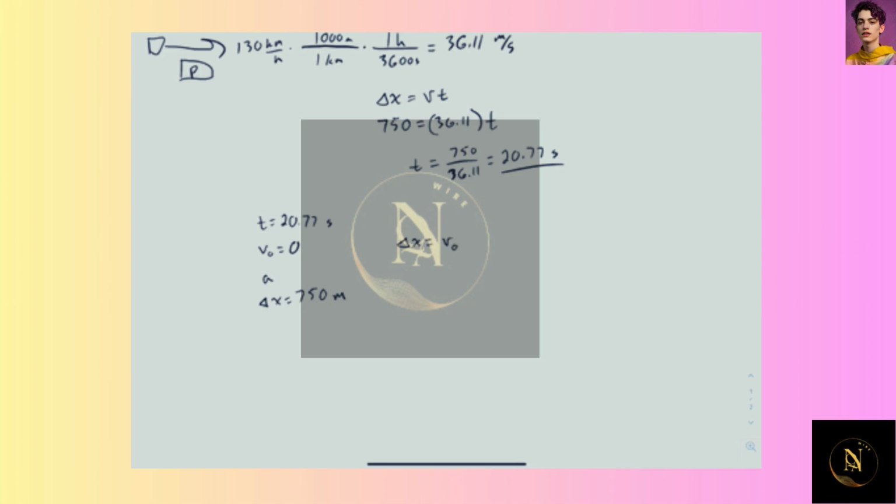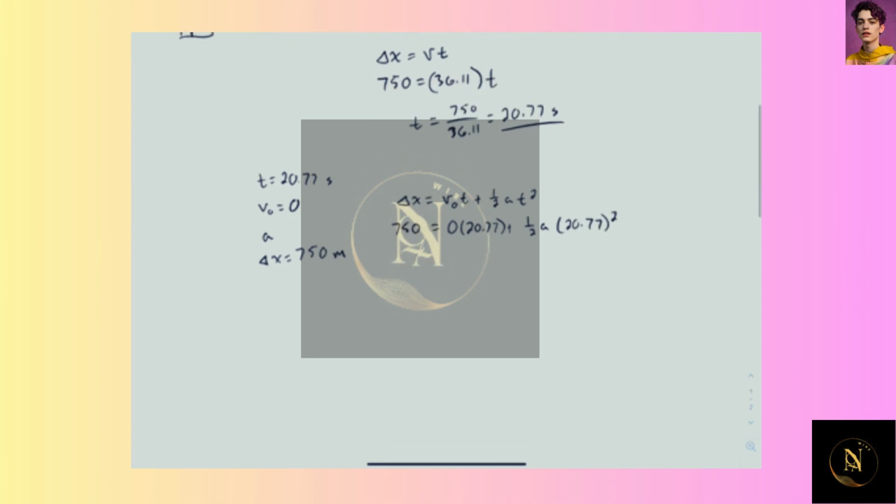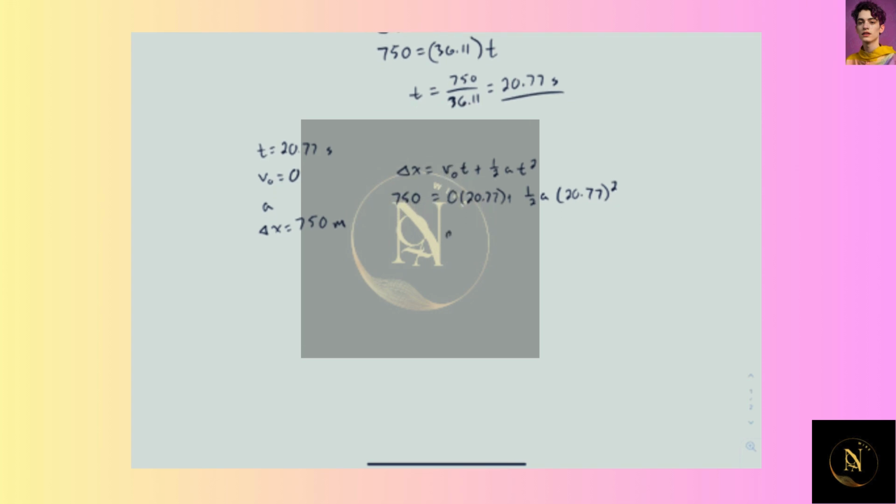And the obvious kinematic equation we want to use here uses all 4 of these variables. So delta x is v initial times time plus 1/2 a t squared. Delta x is still 750. V0 is 0. Well, we know the time, but this is just going to go to 0. And then we add in 1/2 a times 20.77 squared. And if you do a little arithmetic, you get a is 3.477-ish, which rounds to 3.5 meters per second squared.